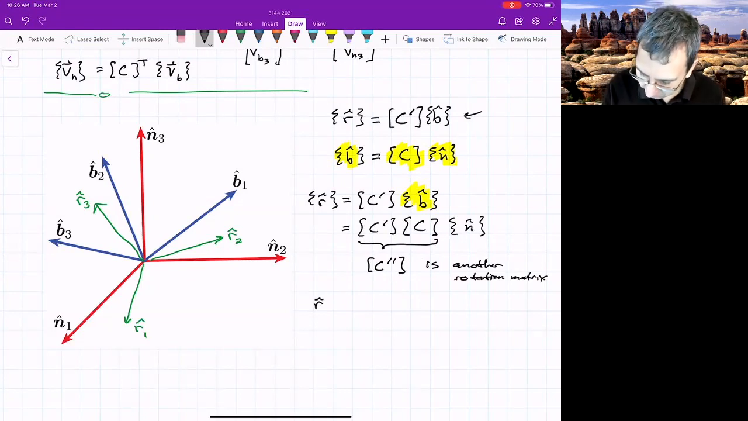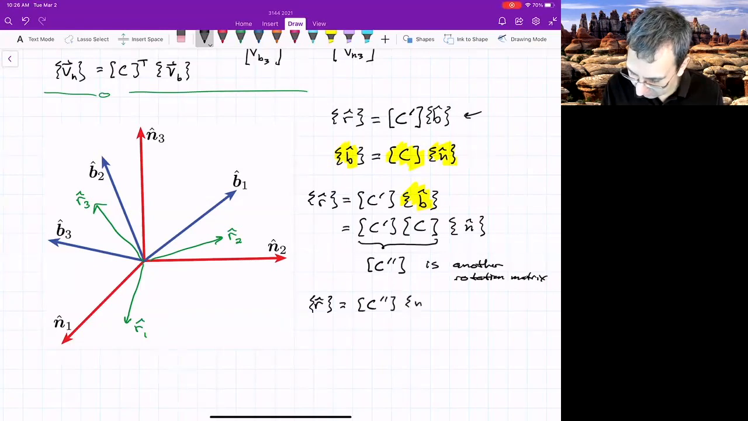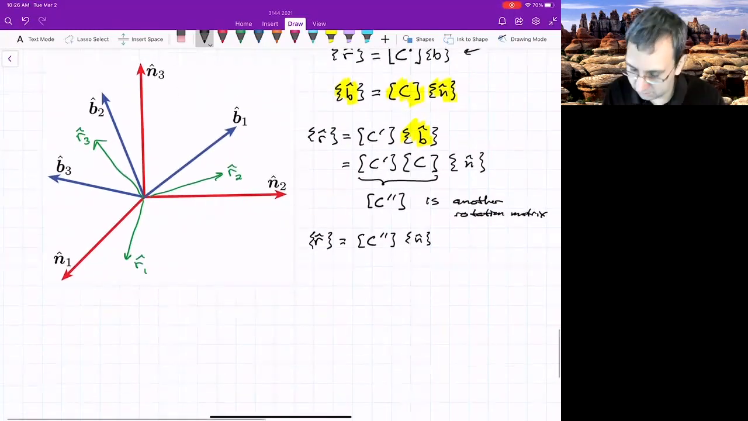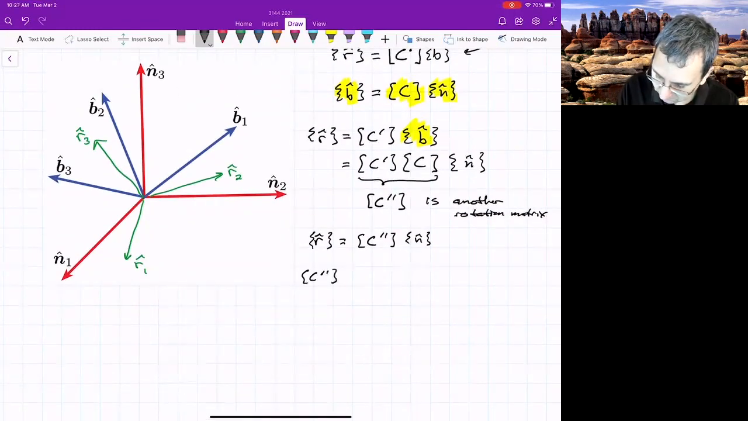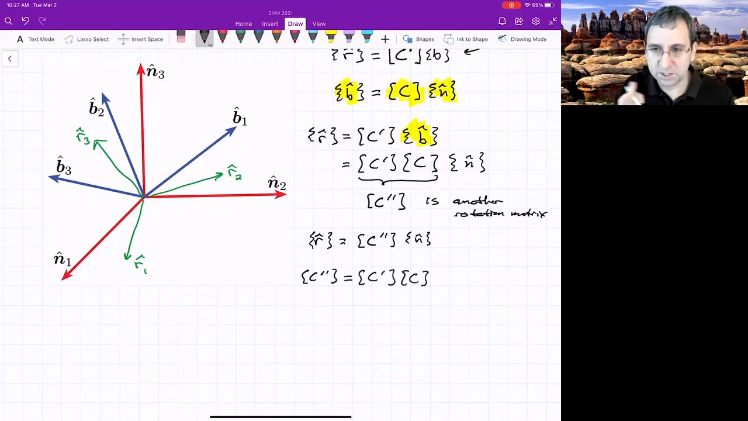Got that? So if we wanted to directly relate the R unit vectors with the N unit vectors, it would be through a rotation matrix. So this property, that C'' equals C' times C, the composition of successive rotations, follows this. It's very important because eventually when we talk about Euler angles, we're going to use this property. And we might have more than one rotation. Maybe we'll have three. I don't know.